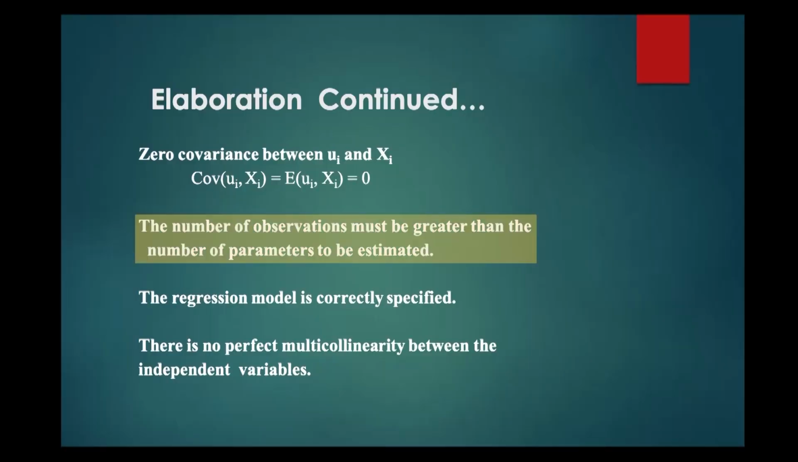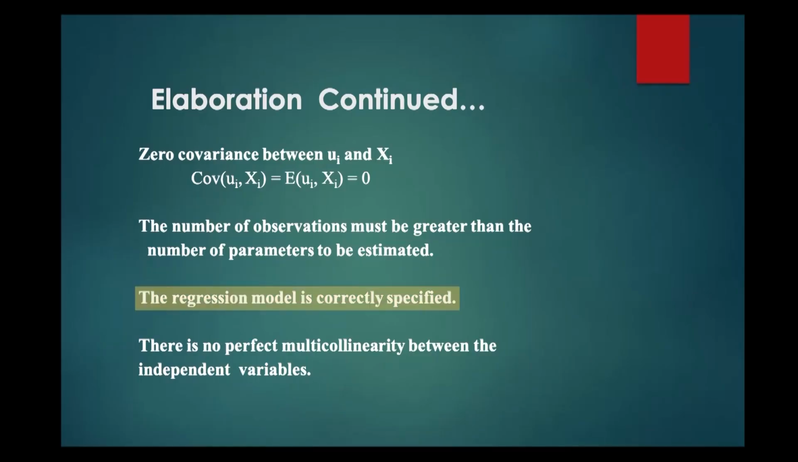Next, we move on to the number of observations must be greater than the number of parameters to be estimated. This calls for taking care of n, which should be greater than k. For example, small n refers to the number of observations and small k refers to the number of parameters to be estimated. So there should be n greater than k.